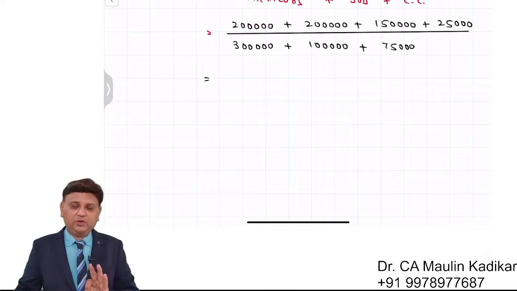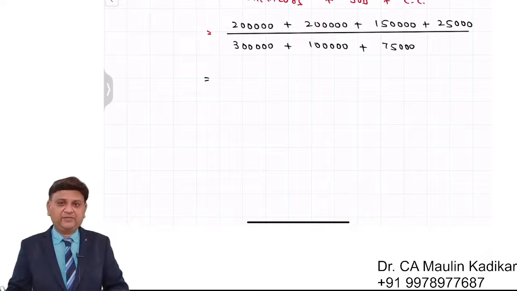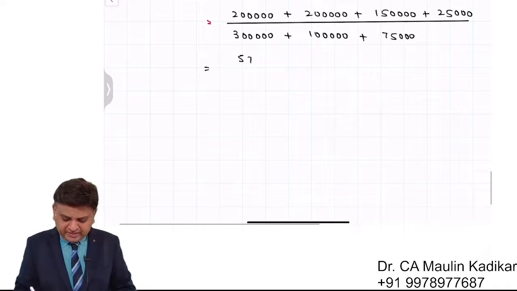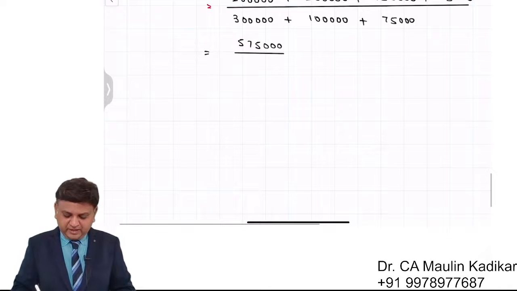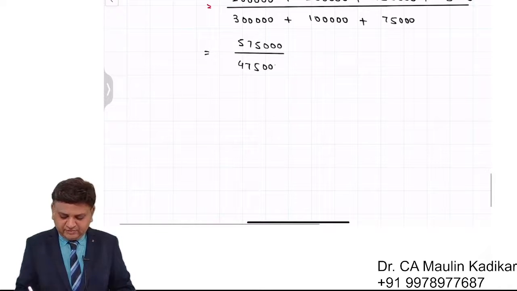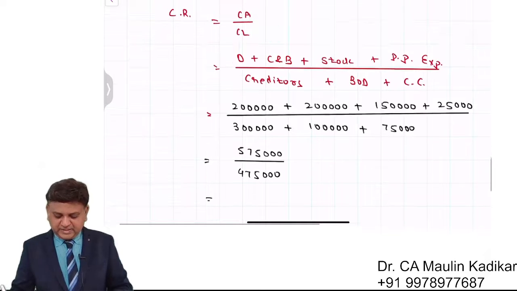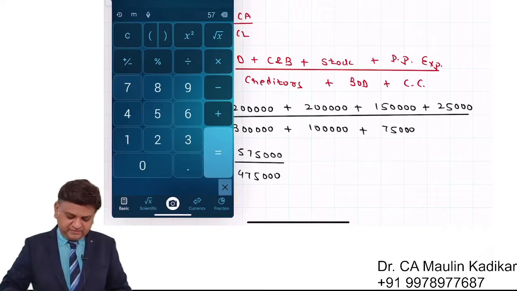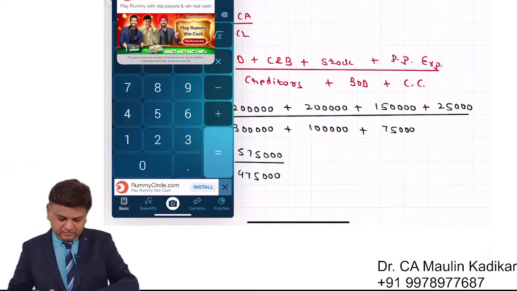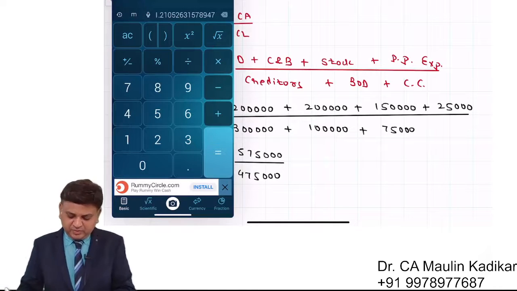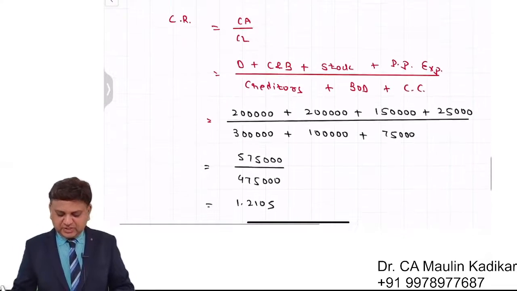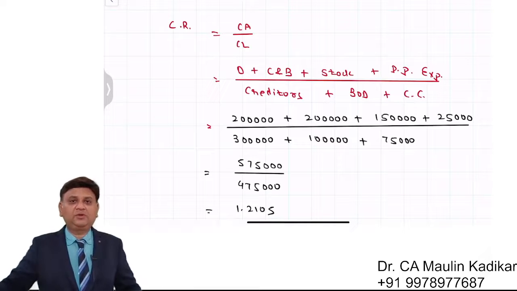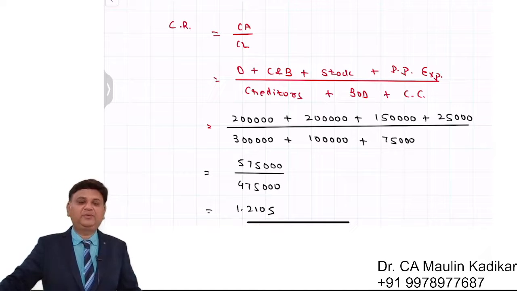So it is 2 plus 2 is 4, 4 plus 1 is 5, 5,50,000 plus 25,000. So 5,75,000. Whole divided by current liabilities. 3 plus 1 is 4, 4 lakh plus 75,000, 4,75,000. That is the way the current ratio is found. 575 upon 475. So it is 1.2105. So this current ratio is indicating what amount of the current assets that we have for every 1 rupee of current liability.